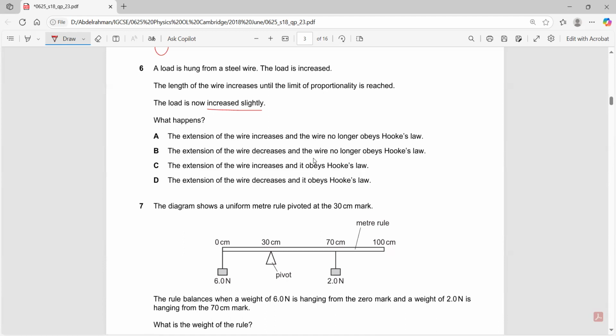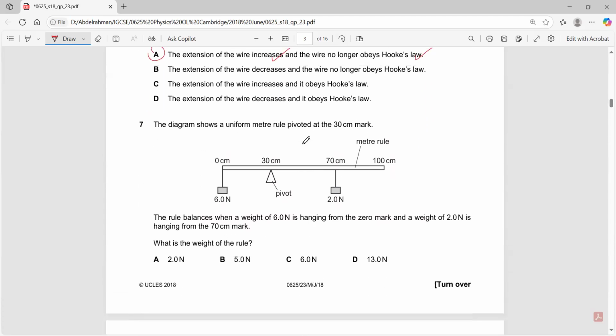The extension of the wire increases. Yes, it does increase, and the wire no longer obeys Hooke's law. That's the whole point of exceeding the limit of proportionality. If you exceed the limit of proportionality, you're no longer obeying Hooke's law.